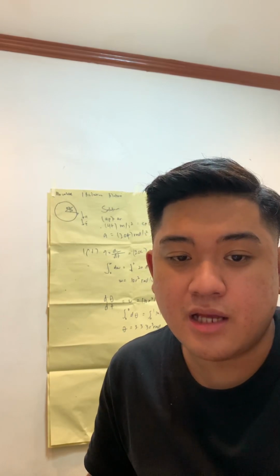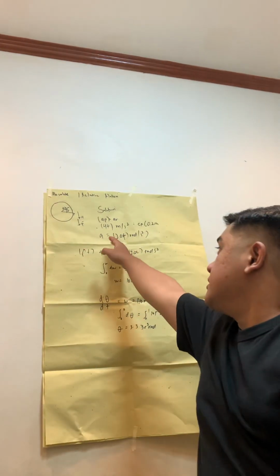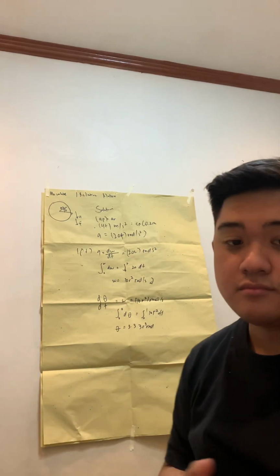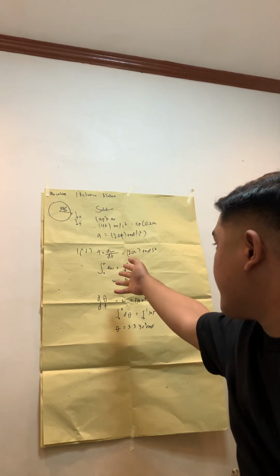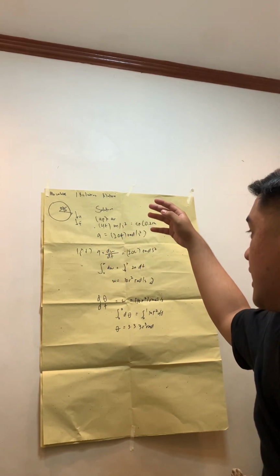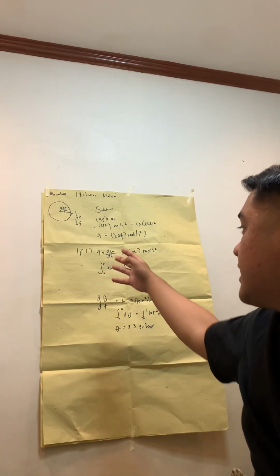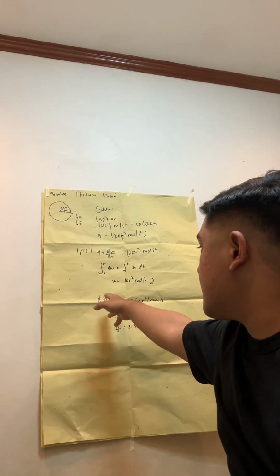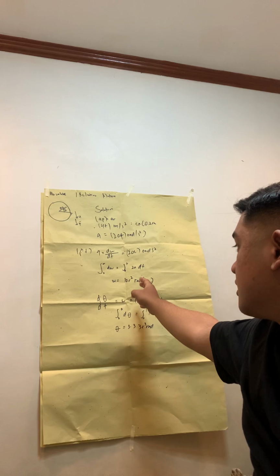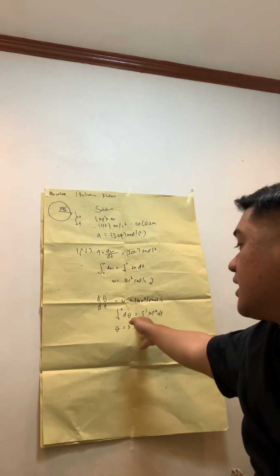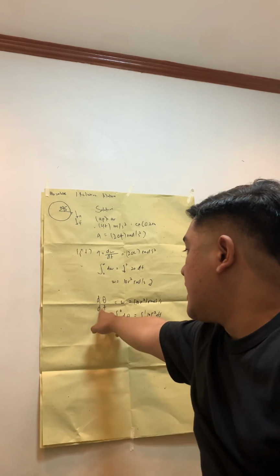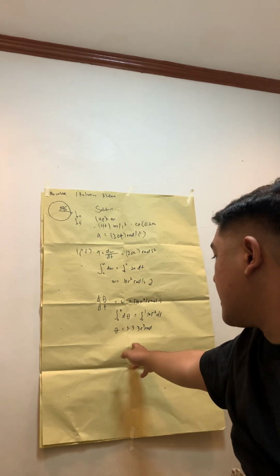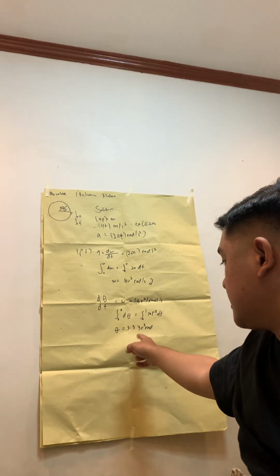So first, a_P equals radius times α, and 40t m/s² equals 0.2 meters times α. The angular acceleration is 20t rad/s². Then ω is the integral of α dt, and ω equals 10t² rad/s. And the angular position θ equals 0 plus the integral of ω dt, which is 10t³/3 rad, and it will become 3.333 rad.